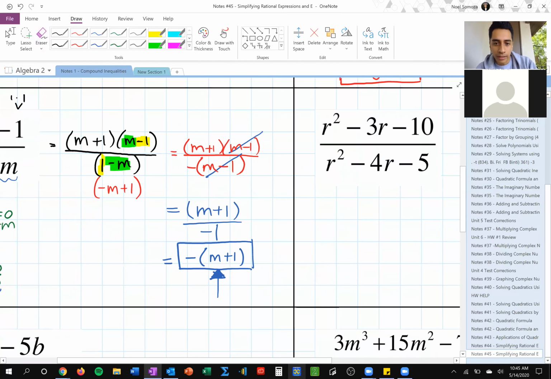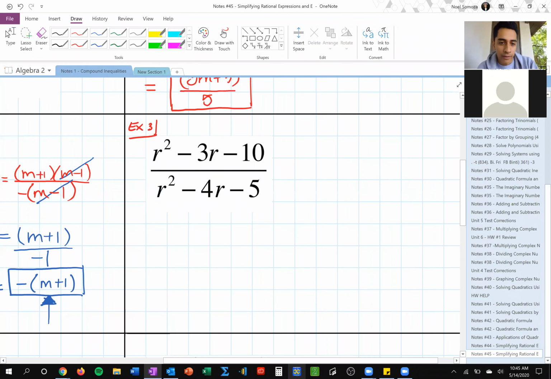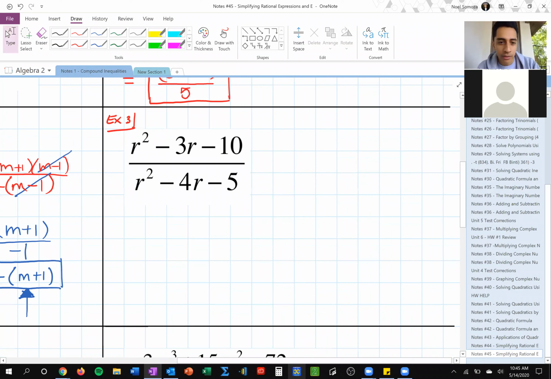All right, let's take a look at number 3, I believe. We're on example 3 now. Example 3, let's factor first. We have 2 trinomials. We can factor this. I don't think they're too difficult, so let's go ahead and factor this numerator first.